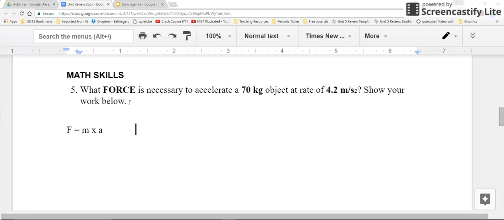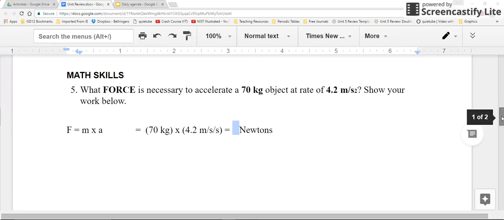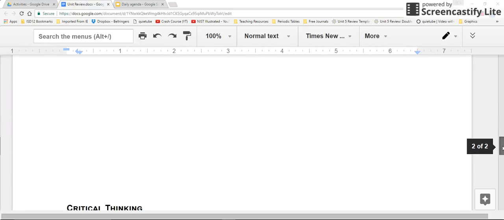So we've got that, and that's the same as if we multiply 70 kilograms times 4.2 meters per second squared. Okay, so in your calculator, you'll type in 70 times 4.2, and you're going to come out with some kind of answer in newtons. Okay, so you guys do that piece of math there, that multiplication, and you'll get your answer right there. Okay, backside.